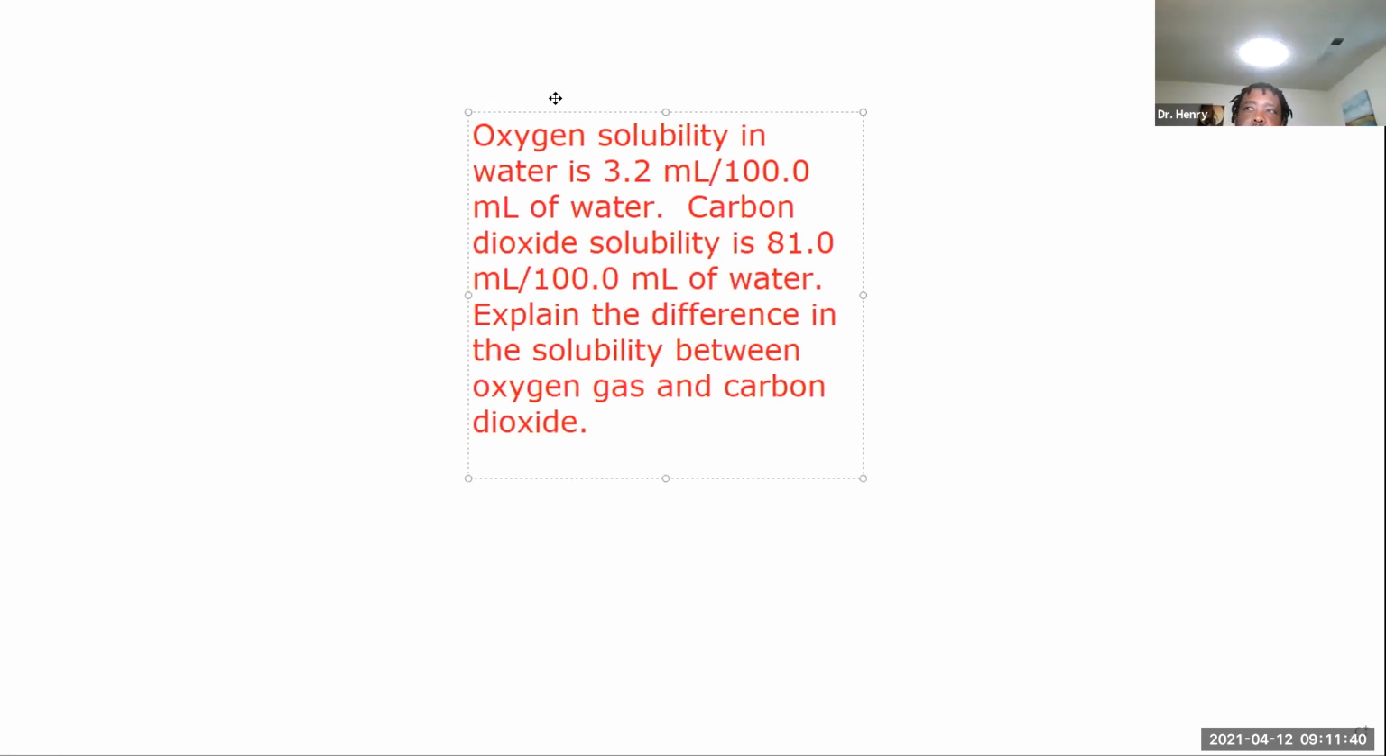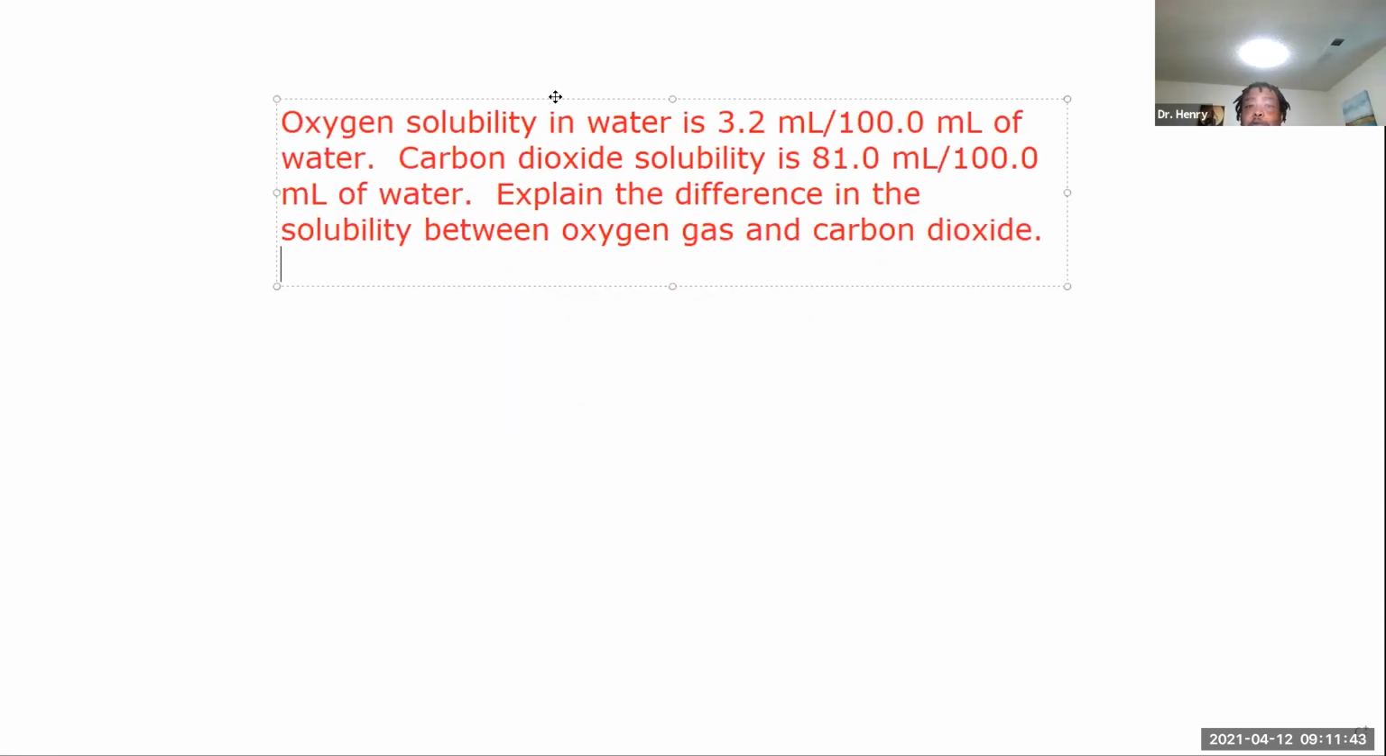Okay, solubility is how much of something can go into something, right? So when molecules are soluble in something, it's how much of those molecules are able to go into the other molecule, okay? So oxygen solubility in water is 3.2 milliliters per 100 milliliters of water. And carbon dioxide solubility is 81.0 milliliters per 100 milliliters of water. Explain the difference between the solubility of oxygen gas and carbon dioxide.